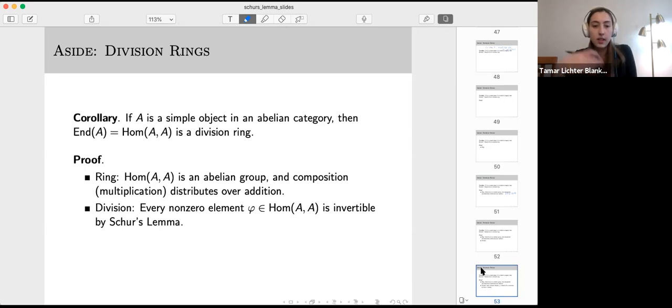So any non-zero element is invertible, which means that for every phi in this ring, there's a phi inverse, right? We have a phi inverse because phi is an isomorphism. So that's the same as being a division ring.